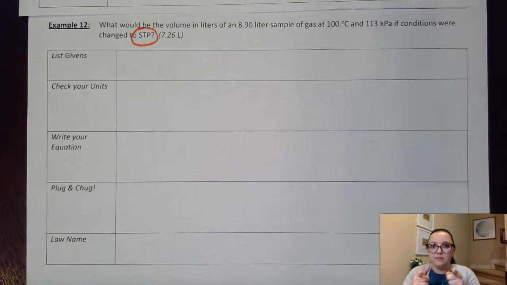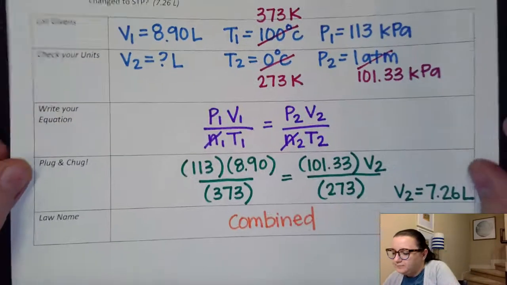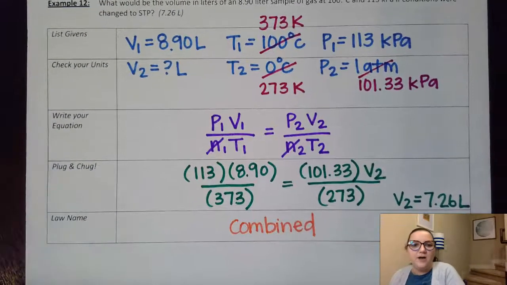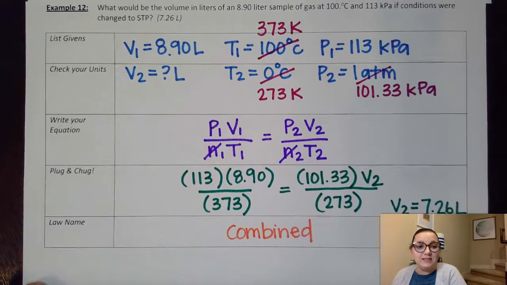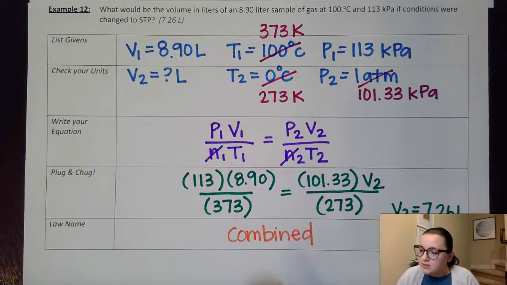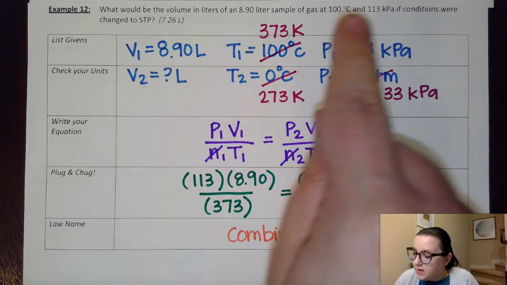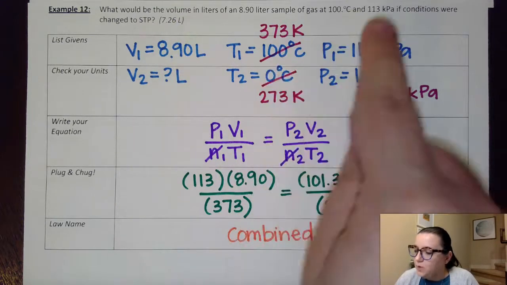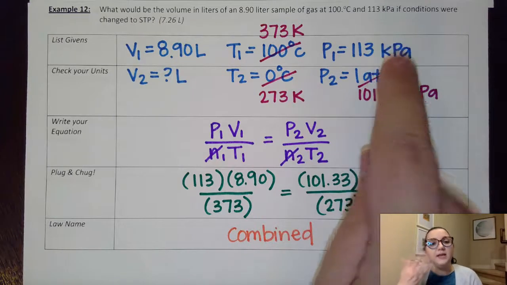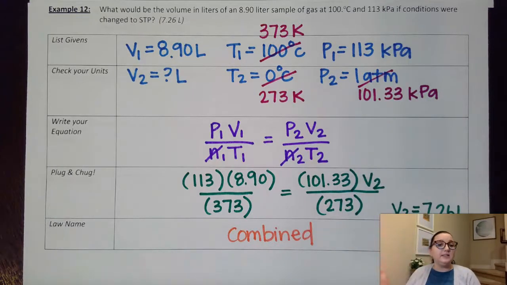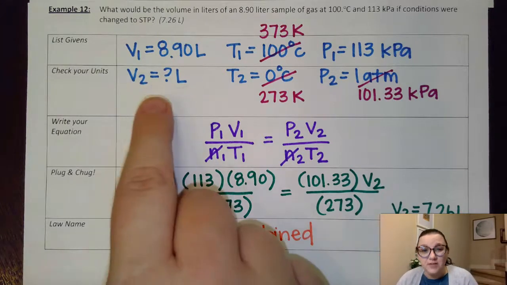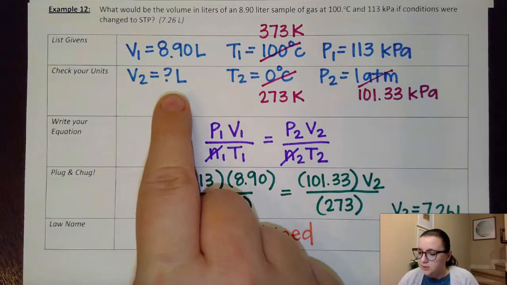All right, did you pause it? Did you try it out? I hope you did. All right, last one. All right, so I listed my givens. So it told us that the volume was originally 8.90 liters at 100 degrees Celsius and 113 kPa. But then it said that we're going to change this to STP conditions, and we want to know that new volume in liters. So my V2 would be question mark liters.